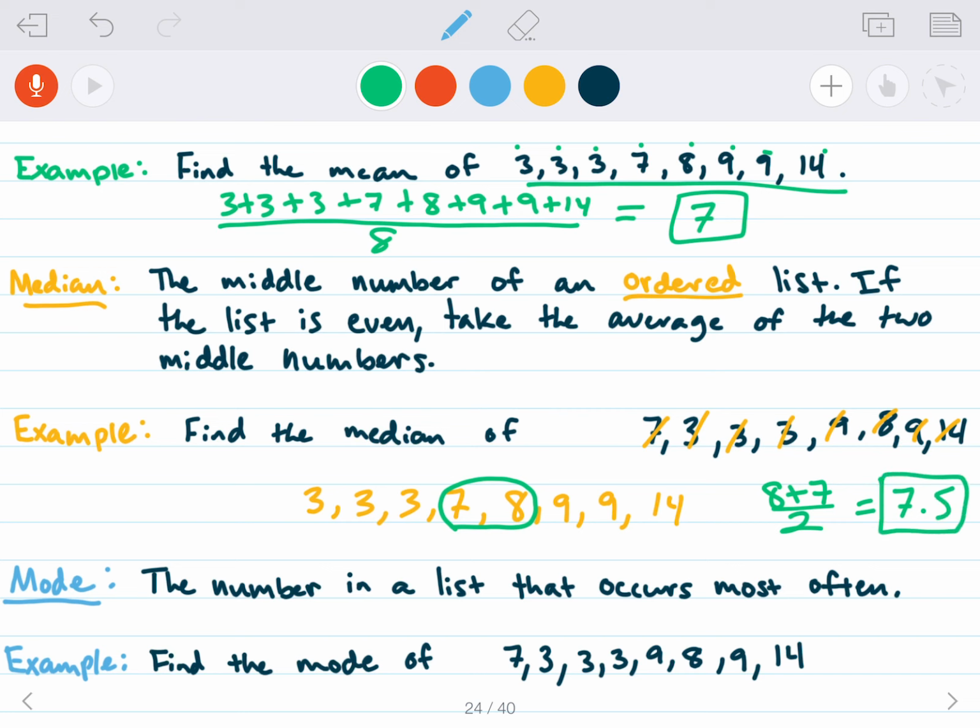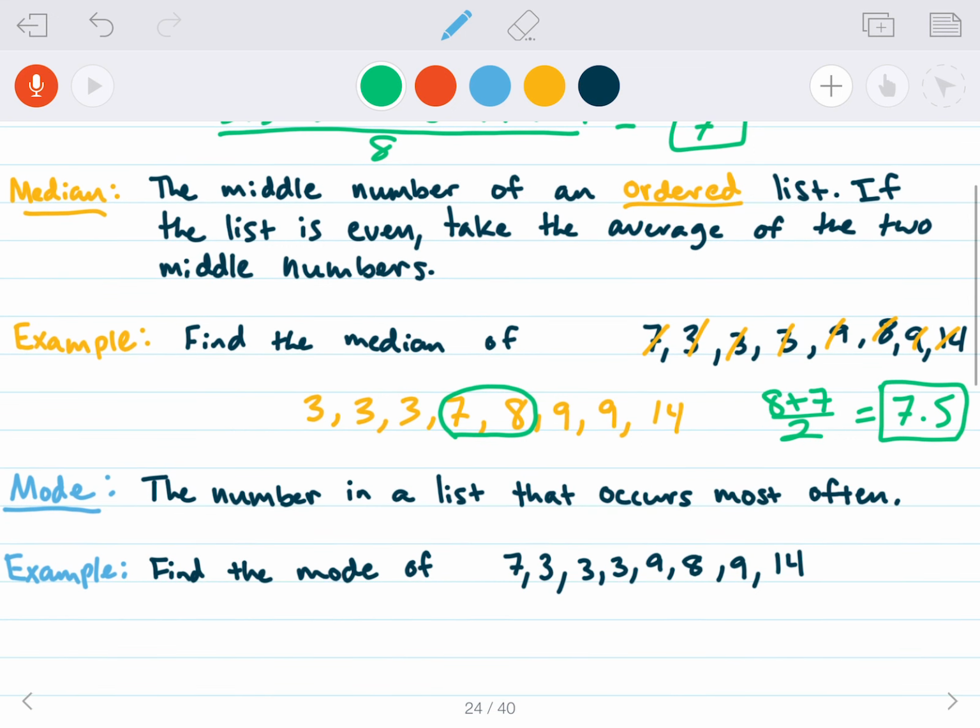Now the mode is just the number that occurs the most often. So in this list, 3 occurs 3 times and 9 occurs twice. So 3 is going to be the mode here because it occurs the most.